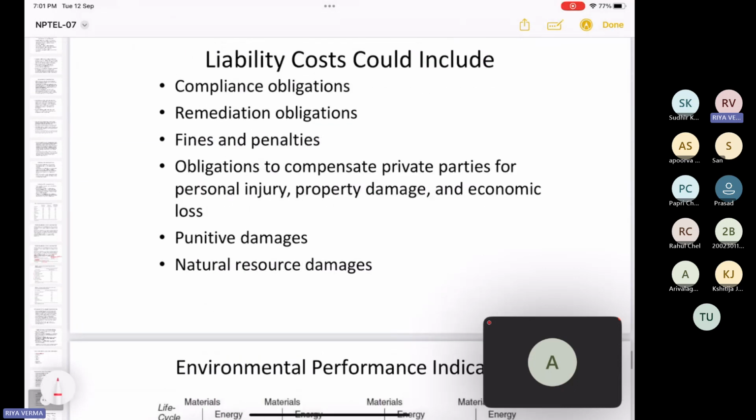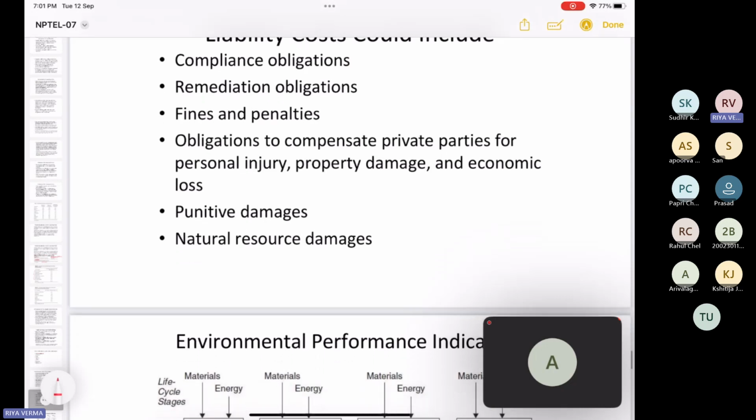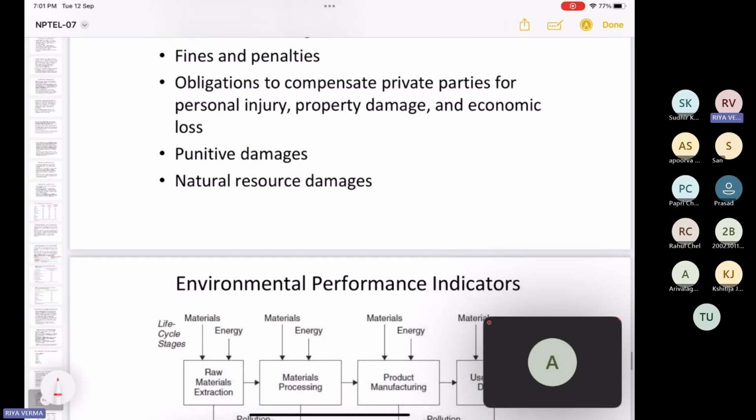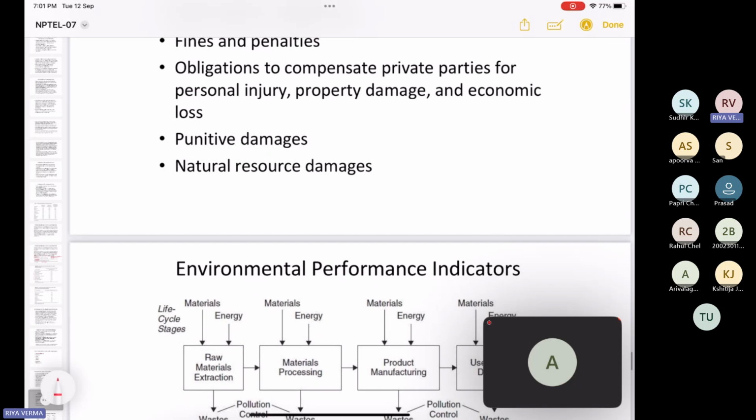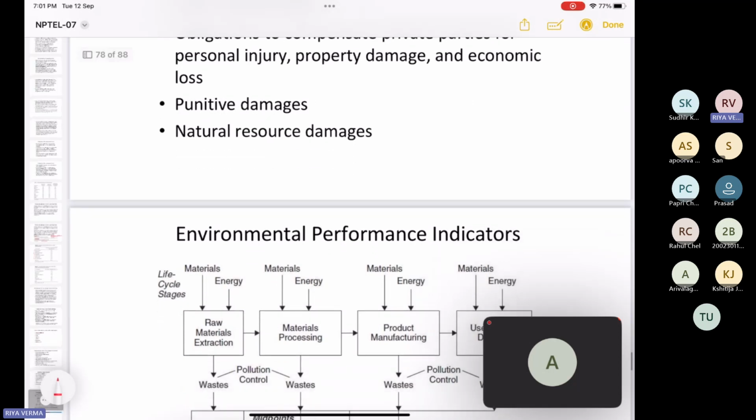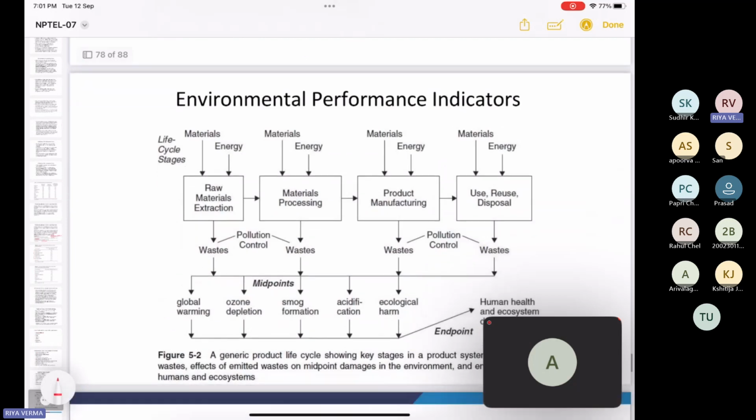So, what are the liability costs? The liability costs could include the compliance obligations, the remediation obligations, fines and penalties, and obligations to compensate private parties for personal injury or property damage and economic losses, then punitive damages and natural resource damages.